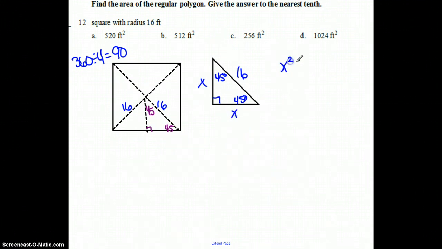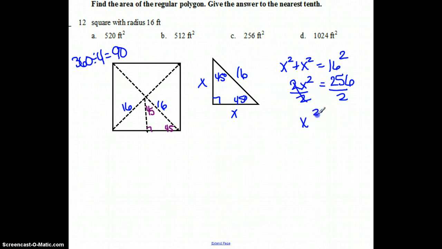So if I take x squared plus x squared equals 16 squared, this is going to be 2x squared. 16 squared is 256. Divide by 2. So I get x squared equals 128. Do the square roots here. So x equals 11.3, which means that in this problem that we're doing, remember, area is 1/2 the apothem.